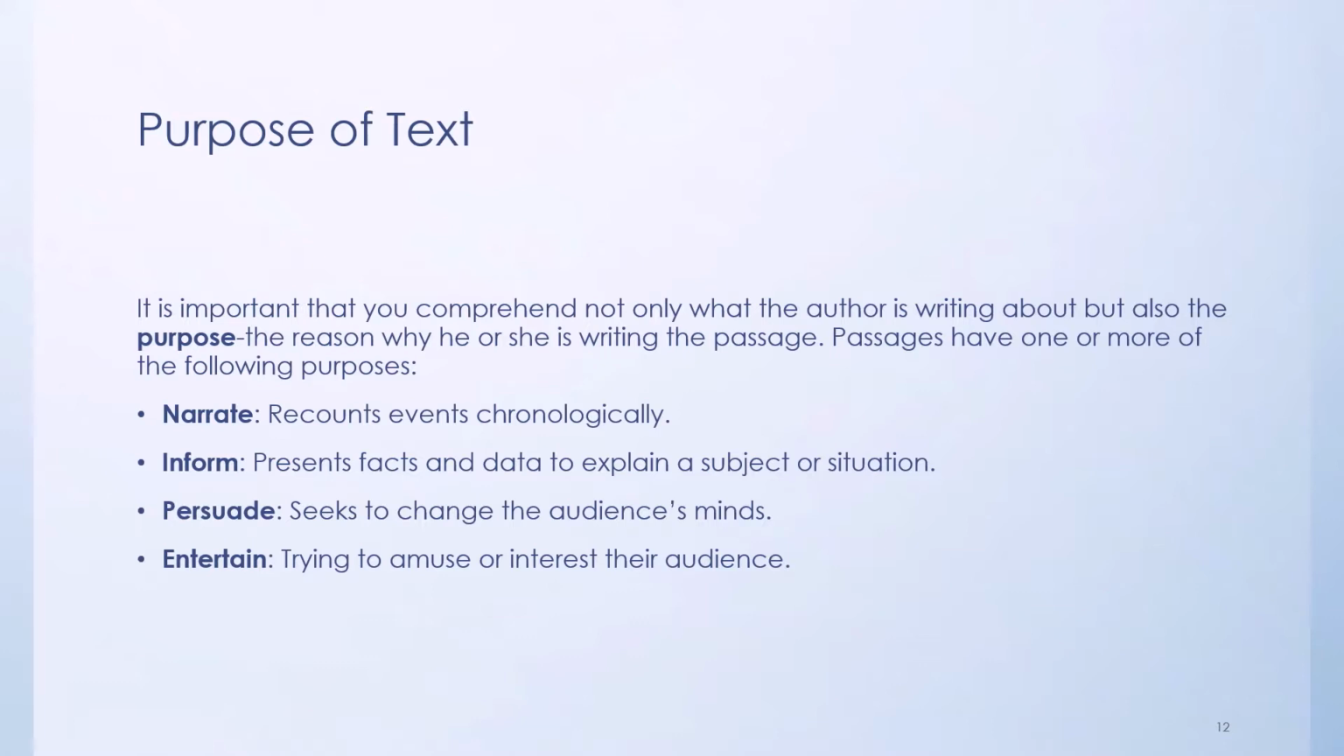The first purpose is to narrate. It recounts events in chronological order. For example, a biographical movie or documentary can narrate the story of an event or someone. A memoir can also do that. Another purpose is to inform: present facts and data to explain a subject or situation. When you inform, my friends, most of the time you want to present facts and data that have been checked to make sure that they are true, and explain the situation.